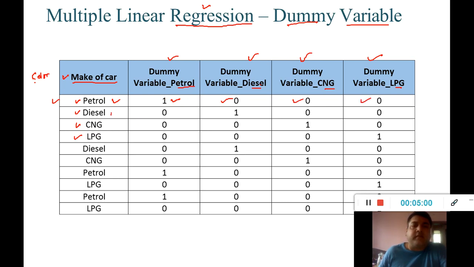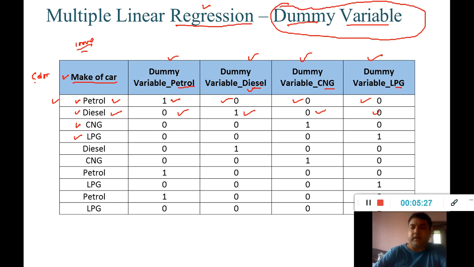Similarly, wherever there is a diesel present, I will take one for the diesel dummy variable, and the rest of the values will be zeros. And similarly, I will do it for all the records available with me. Even if I have 10,000 records, I will convert all those petrol, diesel, CNG and LPG values into zeros and ones like this. And this process is called creating dummy variables.